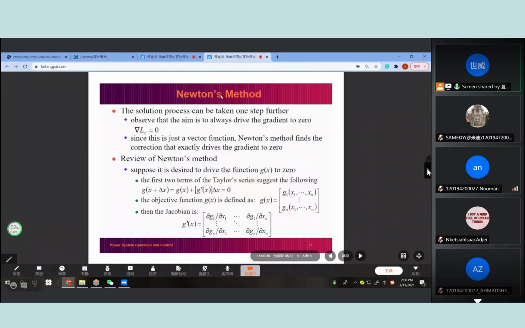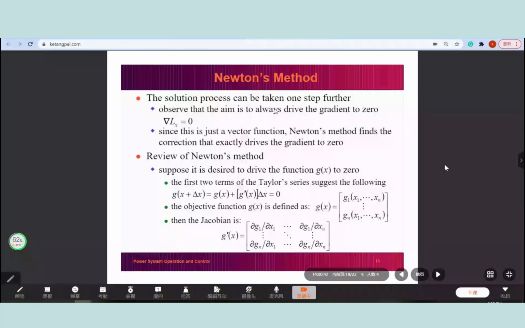Yes, okay. In previous class, we have learned a lot of algorithms to solve economic dispatch, such as the lambda iteration algorithm, the gradient-based algorithm, and we also learned a very good method called Newton's method. Newton's method has a fast convergence speed. At the end of that class, we learned the Newton method like this.